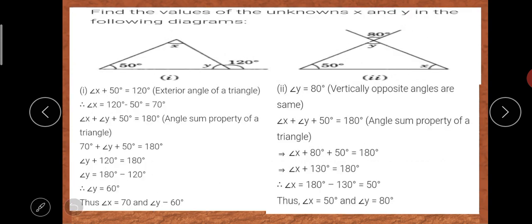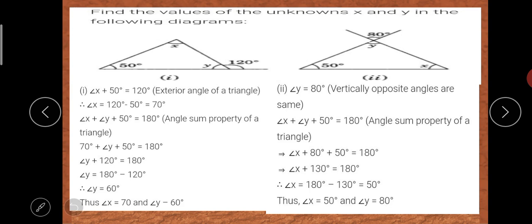Find the value of the unknown x and y in the following diagram. Now here we have to find the value of x and y. Two values we have to find. So first we will see what is given here. First given, see, in the interior x plus y plus 50 which equals 180.